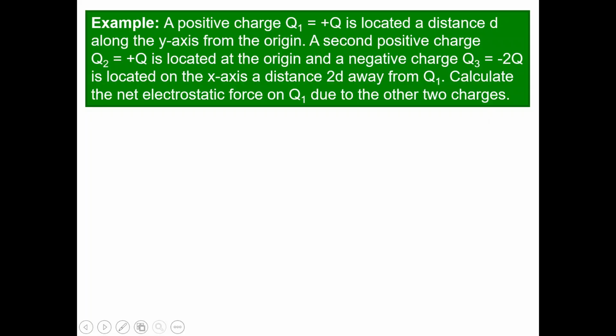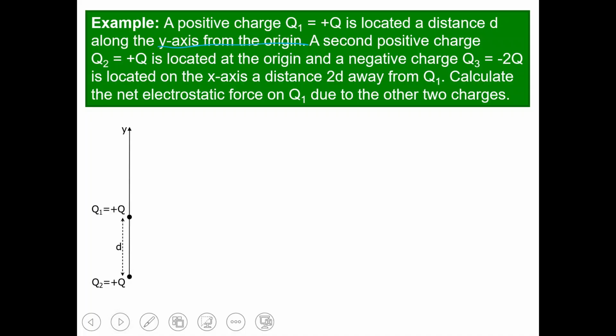So the first thing you would want to do is draw this out. If there's not a picture for you, you want to draw this out. Don't try and do any calculations in 2D without having this laid out. So our goal is to calculate the net electrostatic force. So that's basically our net electric force on Q1 due to the other two charges. So if we were to lay this out, on our y-axis we have Q1 located away, and then Q2 is located at the origin, so I could draw on my y-axis right there.